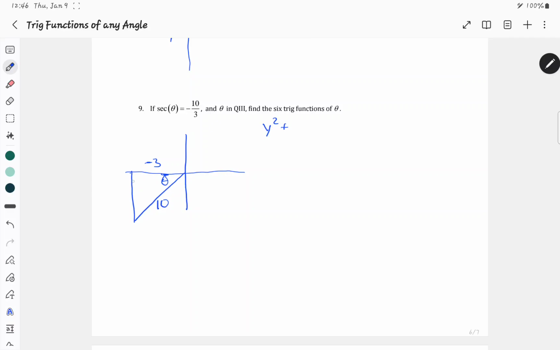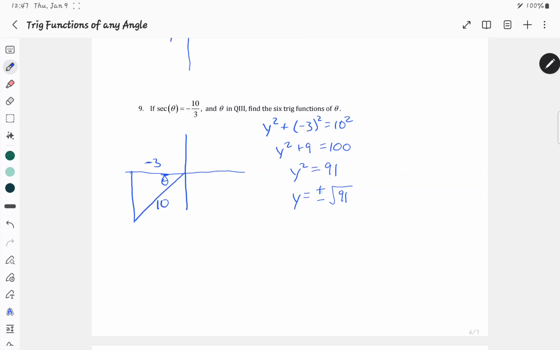So we want the y value for that vertical side over there, plus this negative 3 squared is 10 squared. And go ahead and solve that. So I got y squared plus 9 is 100. We'll go ahead and subtract the 9, so we got y squared is 91. And then take our root. So y is going to be either the positive or negative square root of 91.